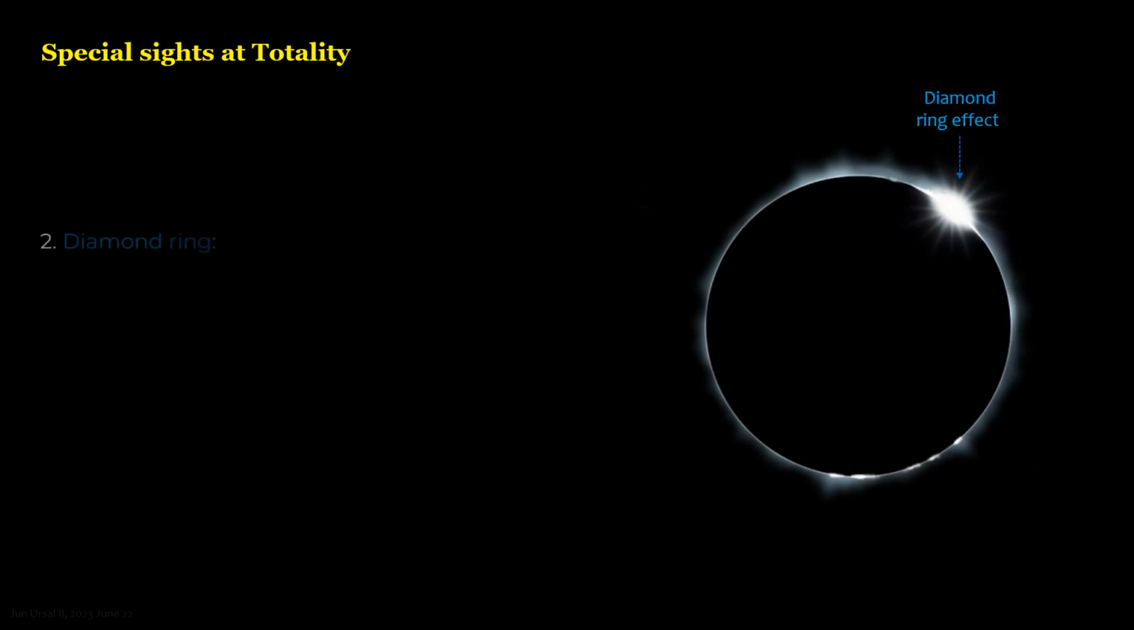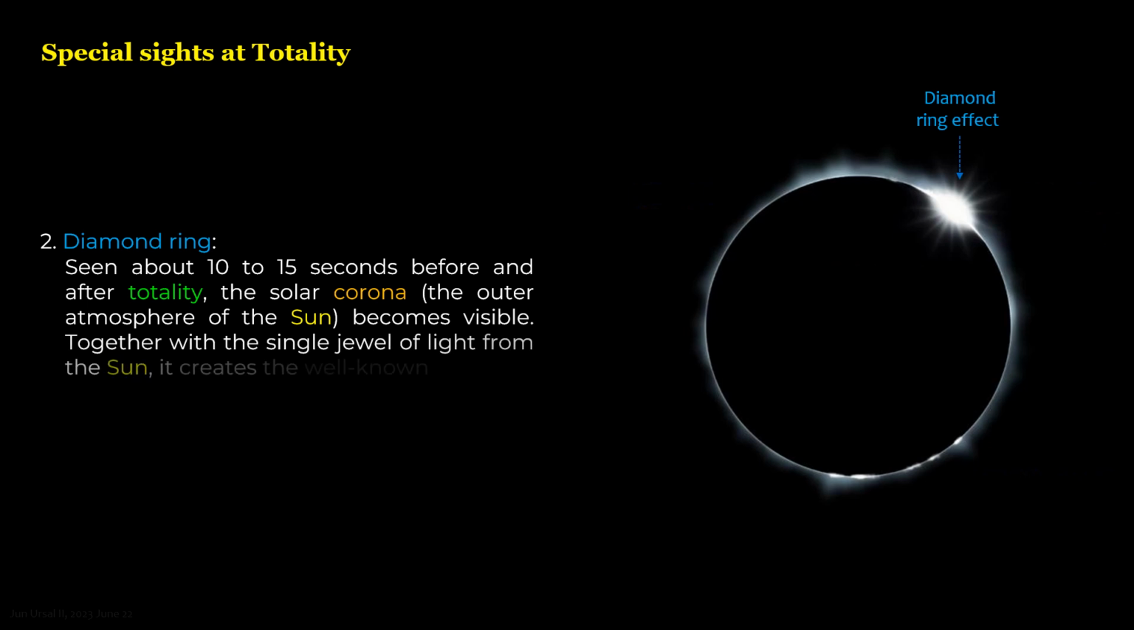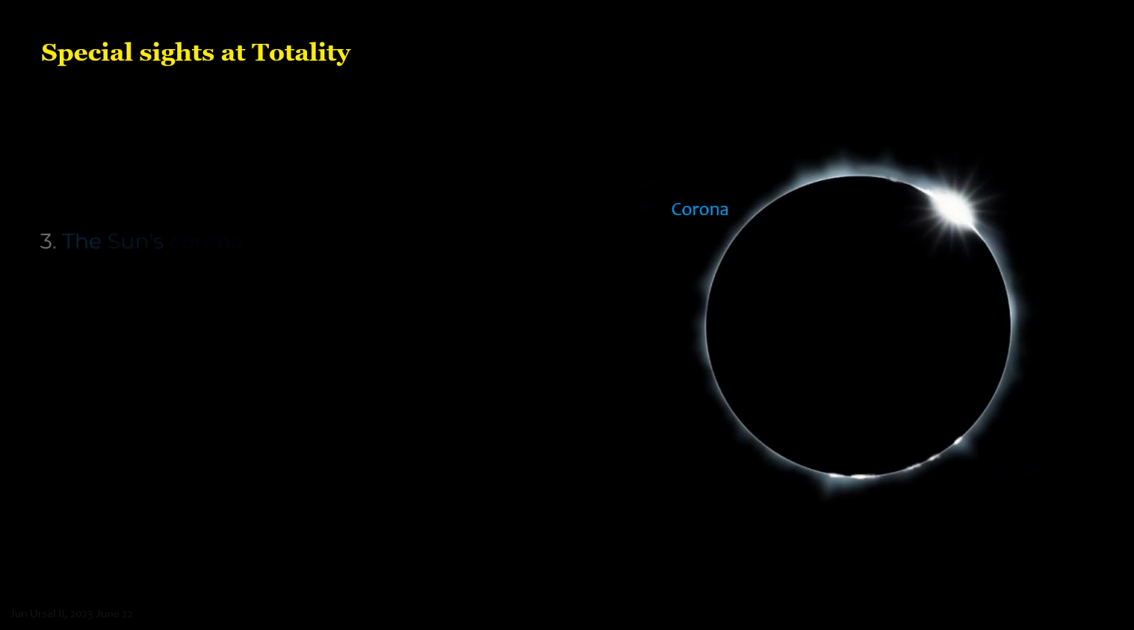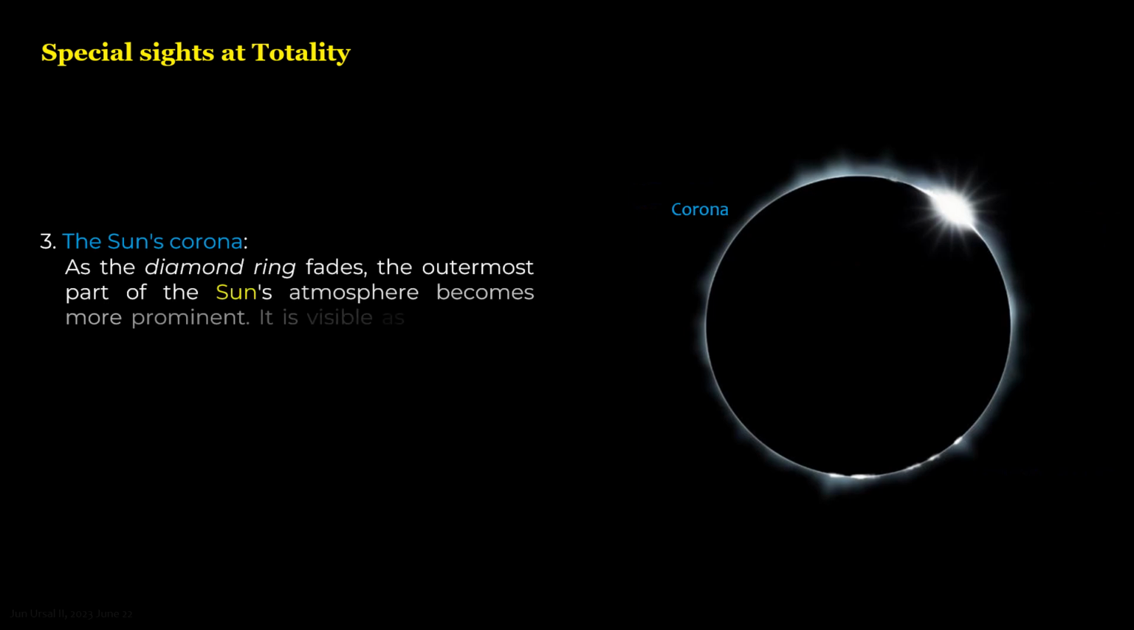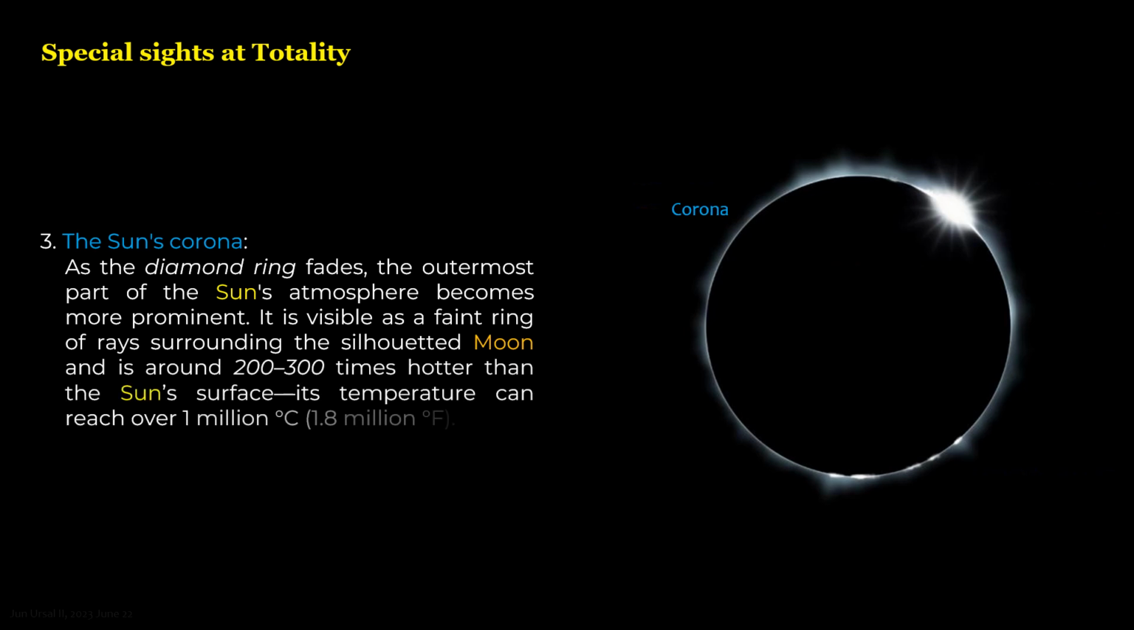2. Diamond ring. Seen about 10 to 15 seconds before and after totality, the solar corona, the outer atmosphere of the sun, becomes visible. Together with the single bright point of light from the sun, it creates the well-known diamond ring effect. 3. The sun's corona. As the diamond ring fades, the outermost part of the sun's atmosphere becomes more prominent. It is visible as a faint ring of rays surrounding the silhouetted moon and is around 200 to 300 times hotter than the sun's surface. Its temperature can reach over 1 million degrees Celsius, 1.8 million degrees Fahrenheit.